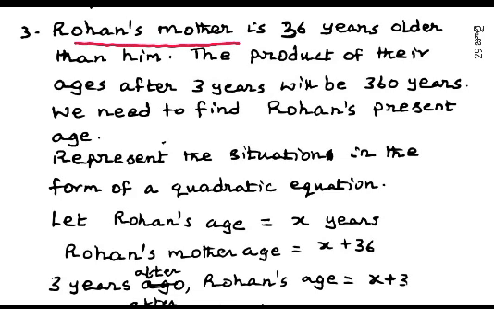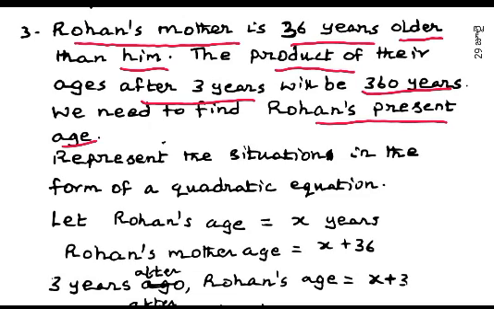Rohan's mother's age is 36 years more than his. The product of their ages after 3 years will be 360. We need to find Rohan's present age. Represent the situation in the form of a quadratic equation. Rohan's age is taken as x years.